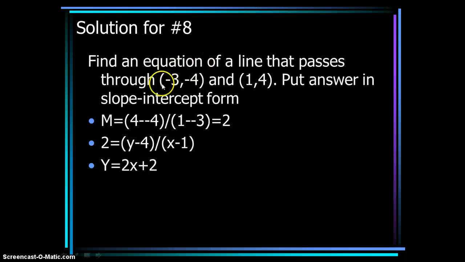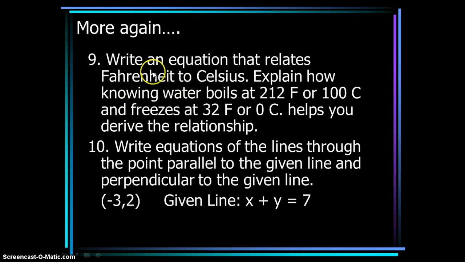Find an equation of a line that passes through (negative 3, negative 4) and (1, 4). Okay, first thing I do here is I need to come up with an equation, so I need slope and a point. Well, I have 2 points, but I don't have the slope. So I calculate the slope as being 2, then I use just the definition of slope to find out the equation, and I get y equals 2x plus 2. This was a video question.